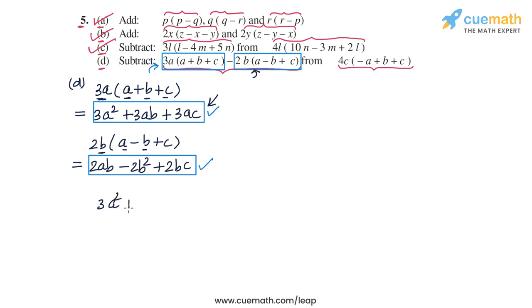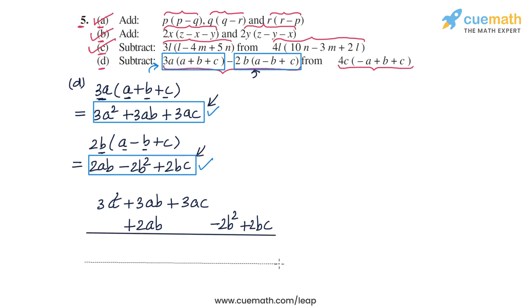3a square plus 3ab plus 3ac, and from this expression we will subtract this second part of the expression, which is 2ab, which I write below 3ab, then minus 2b square, which we write separately, and then plus 2bc, which also we write separately. And now we will carry out the subtraction, and to do the subtraction we will flip the signs of the terms in the second row. So plus 2ab will become minus 2ab, minus 2b square will become plus 2b square, and minus 2bc plus 2bc will become minus 2bc.